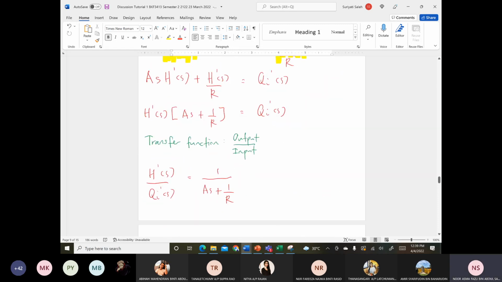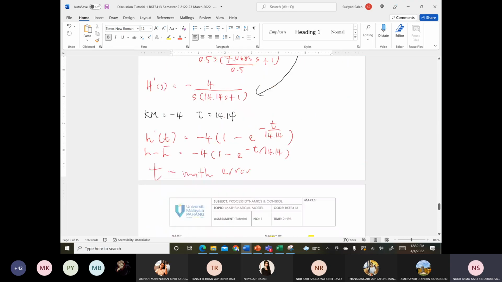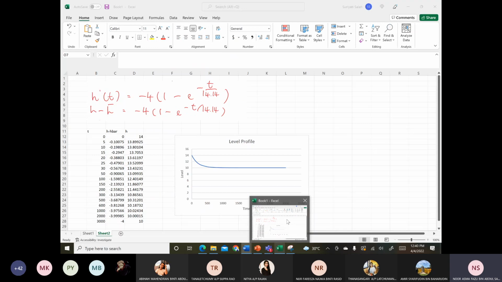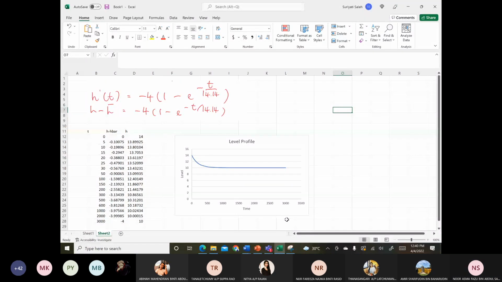Now for case 2, the valve, when I tried to solve it, based on the current one, I get the first order. So I use the inverse Laplace of the first order to obtain the time domain response. Based on my solution, this is my level profile. What do you see? What do you observe from this graph?